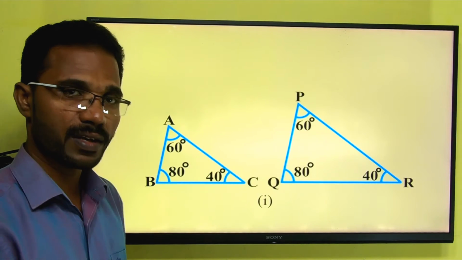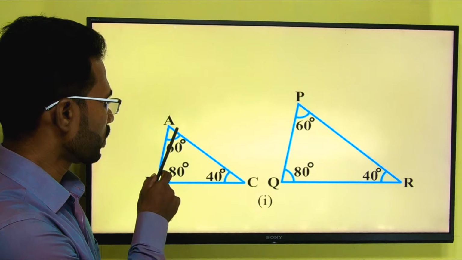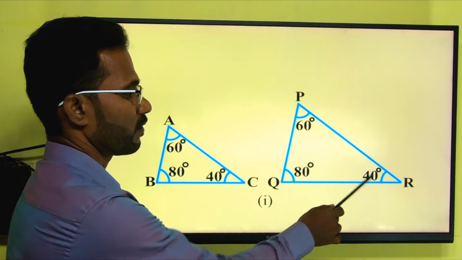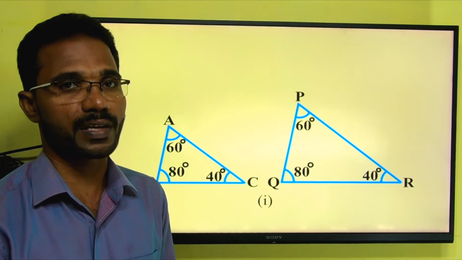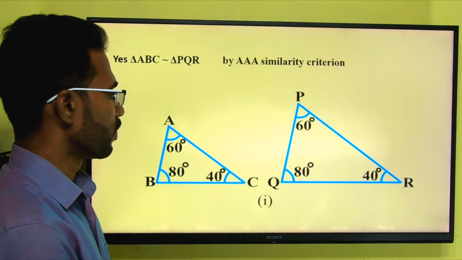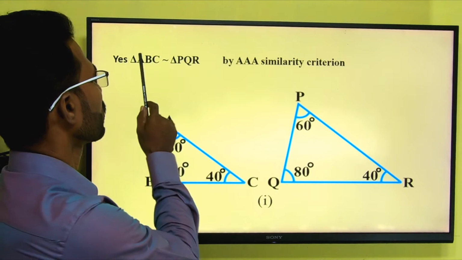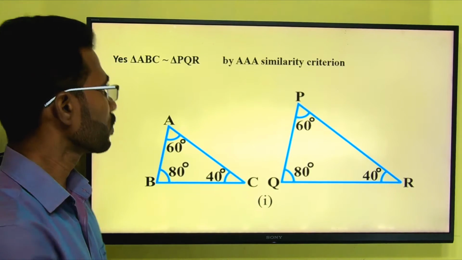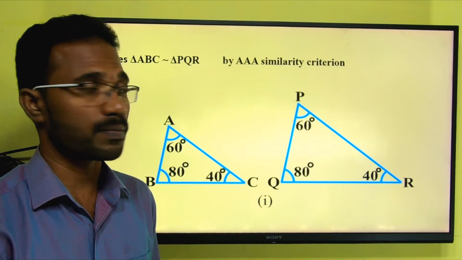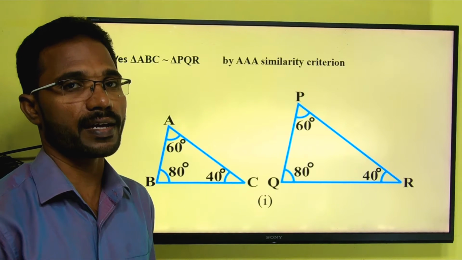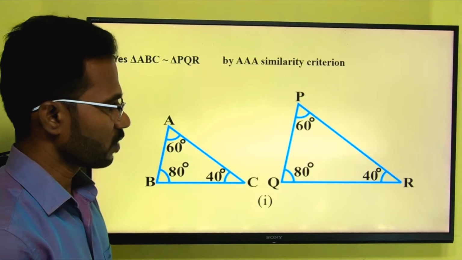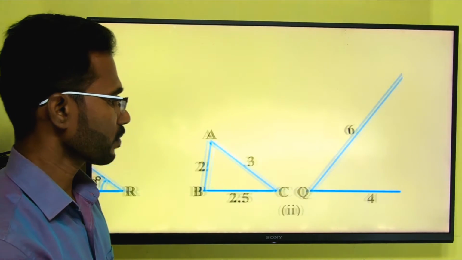As soon as you look at this image, the angles 60 degree, 60 degree, 80 degree, 80 degree, 40 degree, 40 degree, immediately you can say this is a similar triangle because the angles are equal. So this is the symbolic form we are writing. Both triangles are similar, and by which criterion? Angle similarity criterion. So we'll move on to the next.